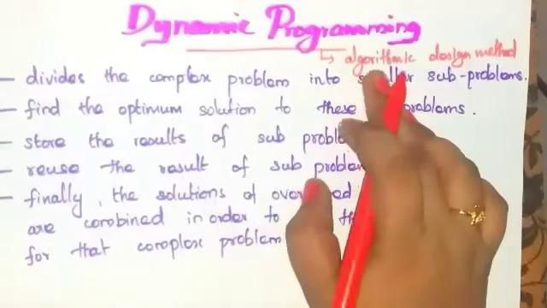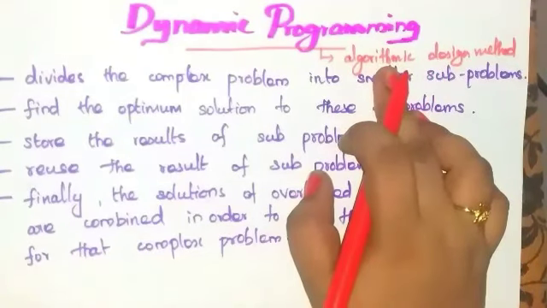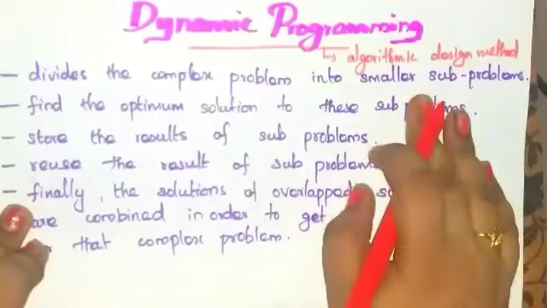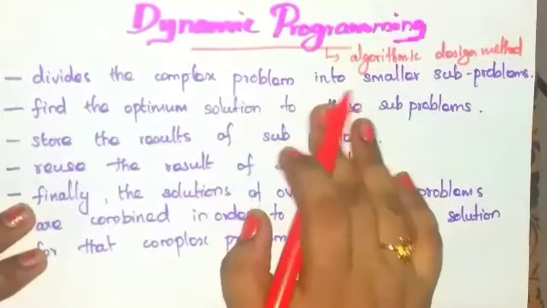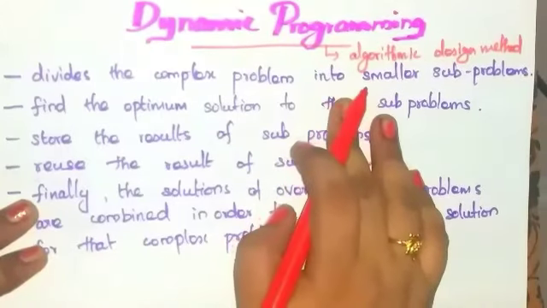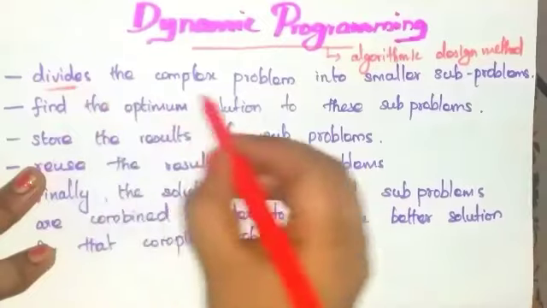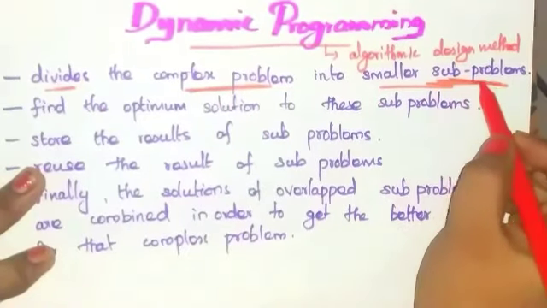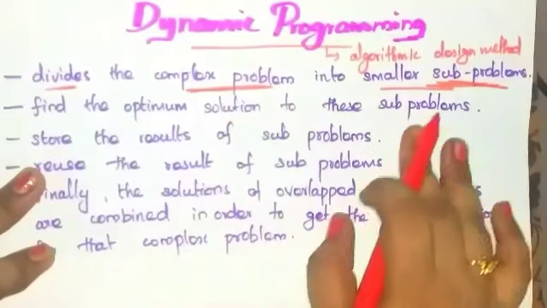This dynamic programming is similar to the divide and conquer algorithm, which means it breaks down the complex problem into smaller subproblems. So let us see the steps one by one. Dynamic programming divides the complex problem into smaller subproblems.